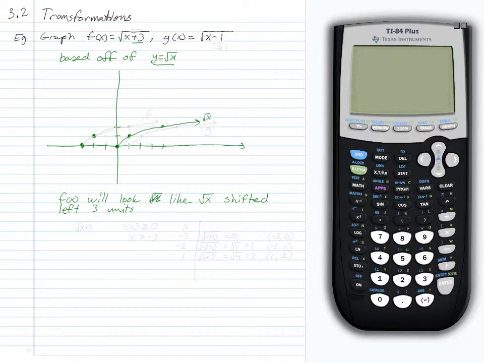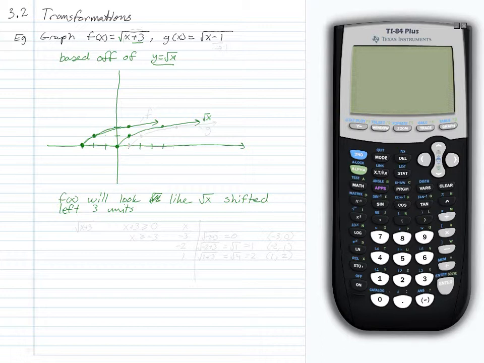And this point 4, 0 is going to move to the left, 4, 2 is going to move to the left 3 units to 1, 2. And every other point on the graph is going to do the same. And we'll see the same basic shape as we had.